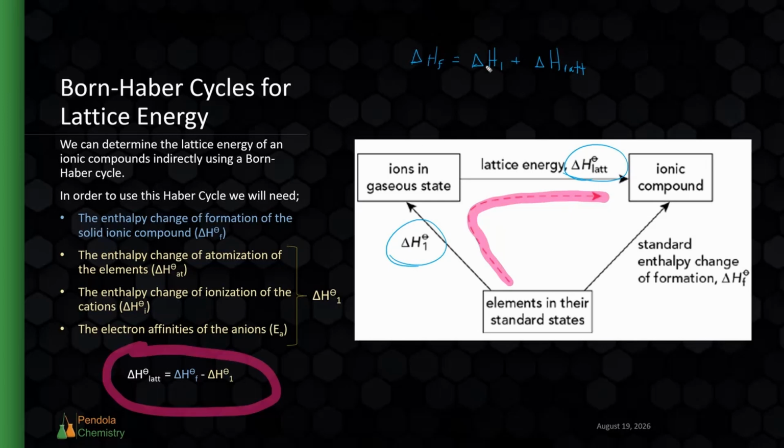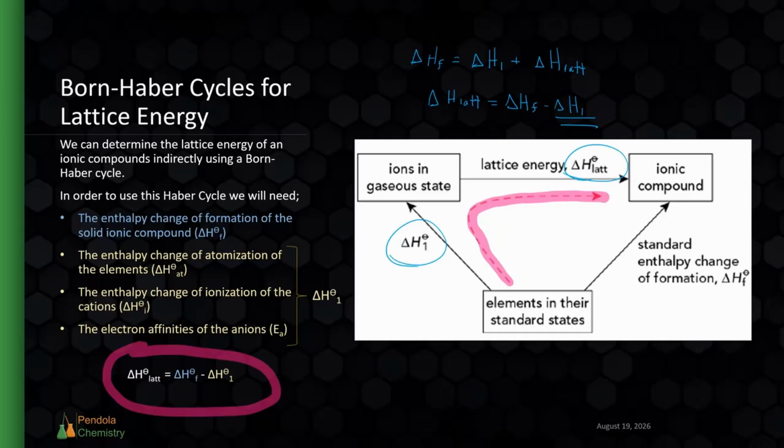If we rearrange this to isolate delta H lattice, we end up with delta H lattice is equal to delta HF minus delta H1, which is the equation we have right here. So we can actually find the enthalpy change of lattice of an ionic compound if we know its enthalpy change of formation and if we know all of the different enthalpy changes that make up the delta H1.